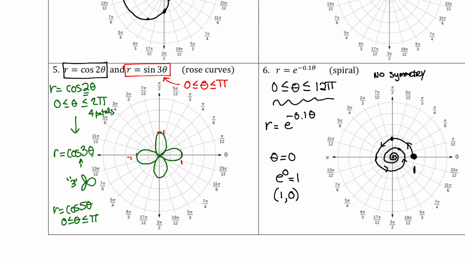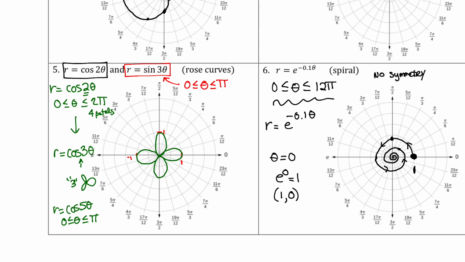And how many petals do you expect to have? Do you see what I'm asking here? So if I have 5 theta, how many petals do I have? And how long does it take to get through there? If I have 6 theta, how many petals do I have? And how long does it take to get all of those petals?